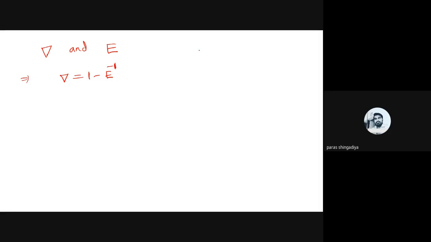And we have the relation of E and delta, that is E is equal to 1 plus delta. That we have discussed as the first result in this topic. That is the relation of E and delta, that we already proved. And now the relation of nabla and E is nabla is equal to 1 minus E inverse. Why is it true here? Let us check that.